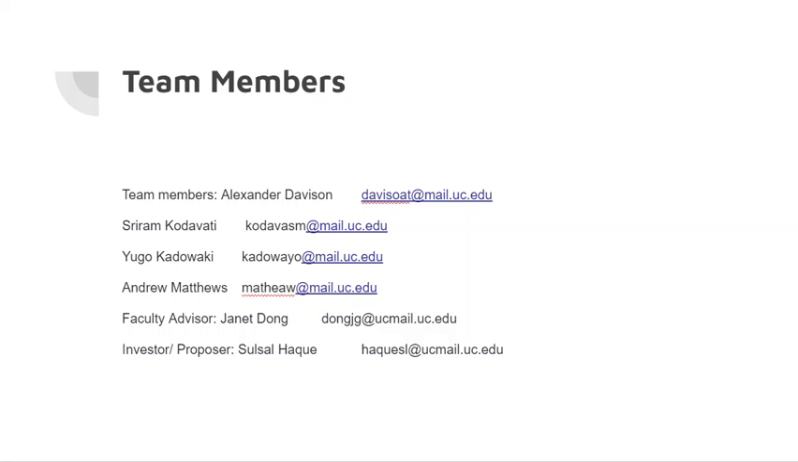As far as team members are concerned, we are a team of 4 students with a faculty advisor as well as a physician that is funding the project and the idea. So the team members are myself, Alexander Davison, Sriram Kadawati, Yugo Kadawati, Andrew Matthews, our faculty advisor is Janet Dong, and Solsa Haku is the physician that proposed the idea and is funding things.